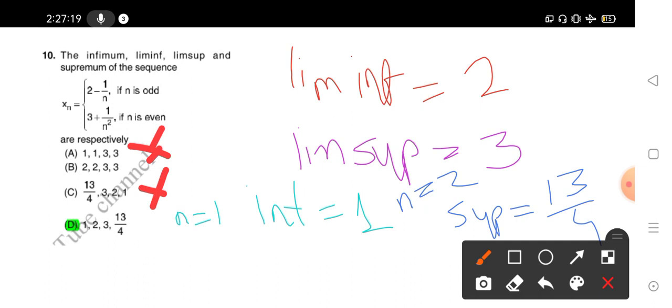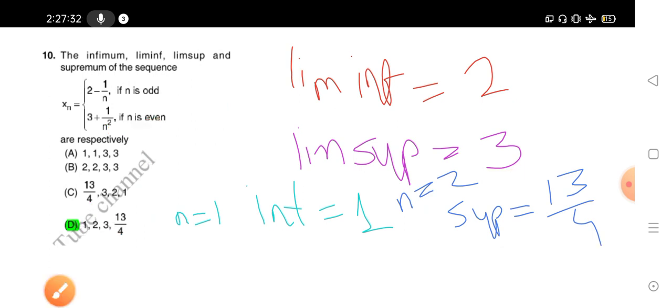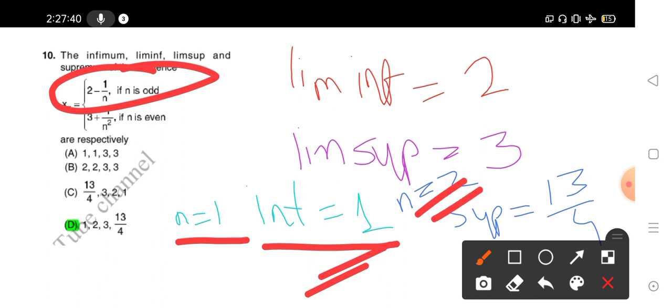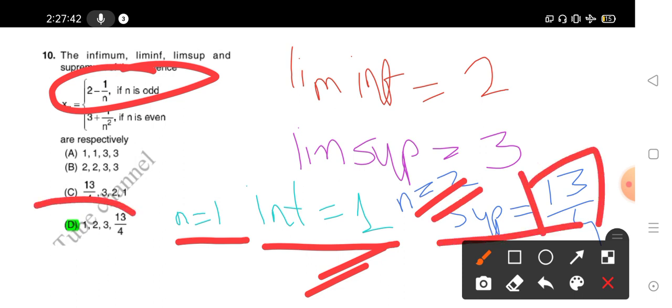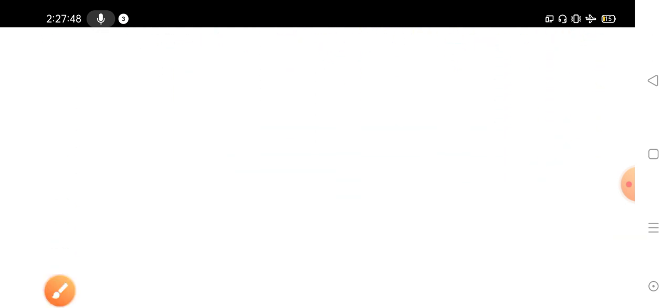Now check for the limit supremum. As n tending to infinity, we get 3. 3 is the limit supremum, and 2 and 3 are the limit infimum and supremum. And put n equal to 1, the infimum of this one: we get 2 minus 1 upon 1, that is 1. And put n equal to 2, the supremum of 13 upon 4. This is the supremum of this example. So option D is correct.